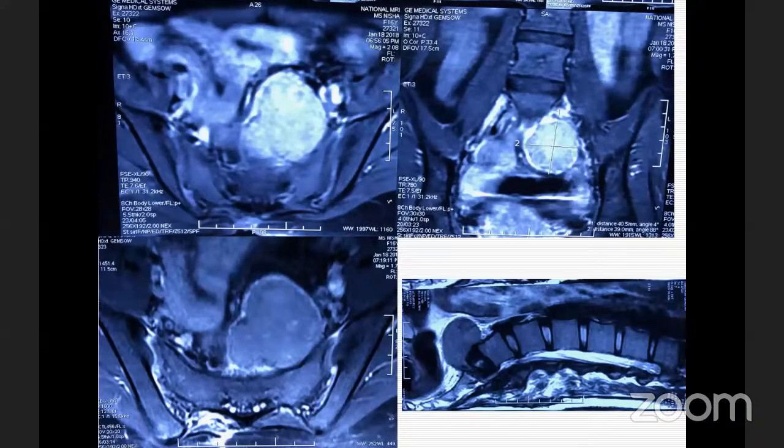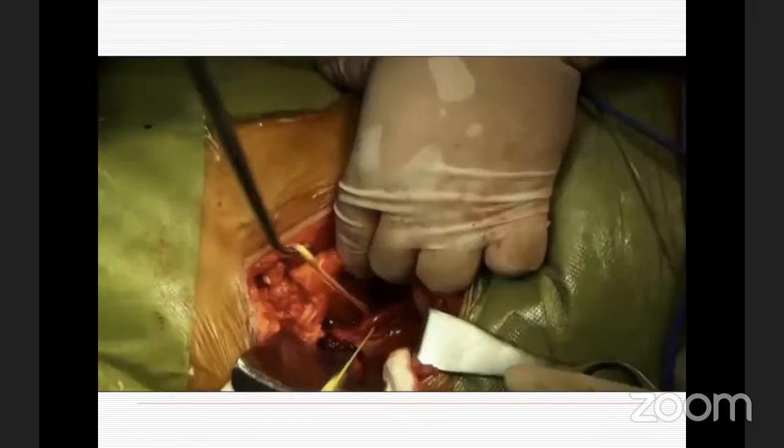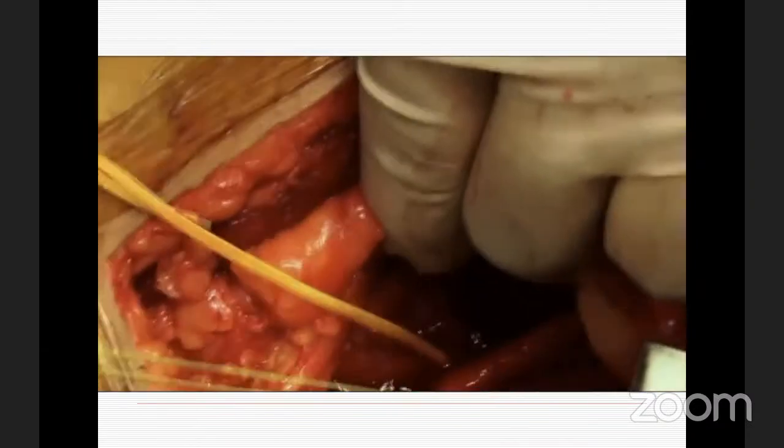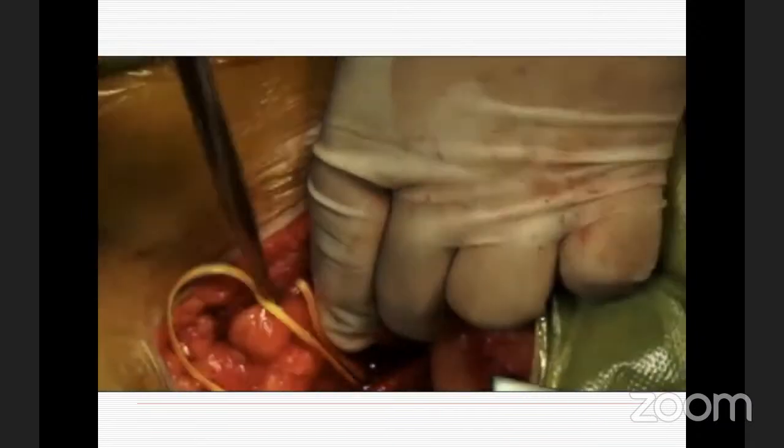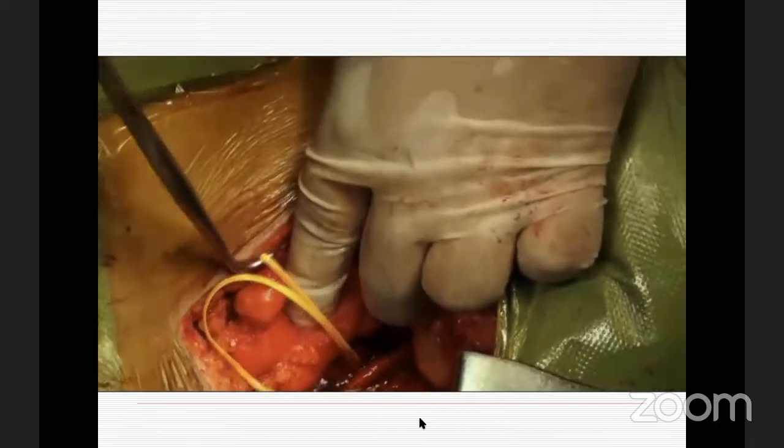Now this is a case of sacral tumor which we operated on, and you can see that this is in the vascular area. So in this area, it is always prudent to have proximal and distal control of vessels before taking out the tumor. You can use this vascular clip, the bands, and you can easily have a safe control over the vessels.